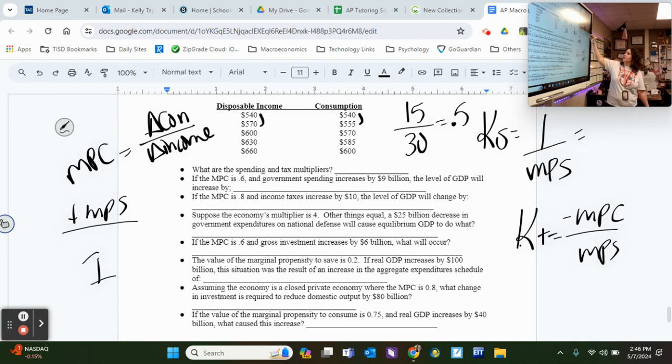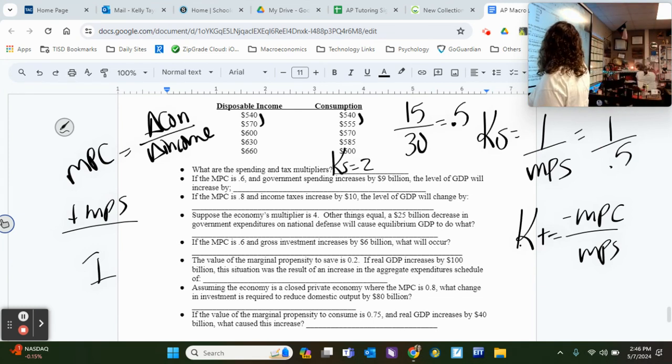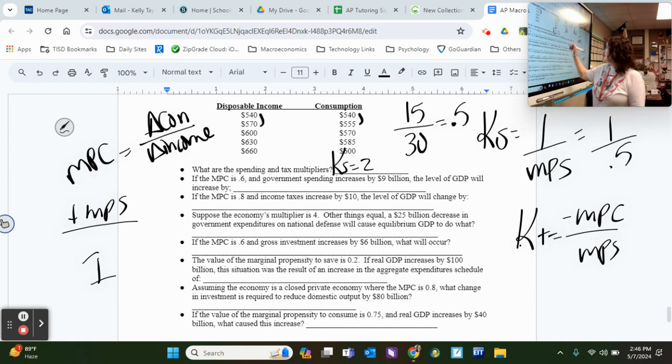So for the spending multiplier, it's going to be 1 over MPS, which we just solved for, which is 0.5. What is 1 over 0.5? 2. The spending multiplier here is 2. Do we need to do that same whole math for the tax multiplier? No, because KS plus KT equals 1, and if KS is 2, KT has got to be negative 1. So KT, the tax multiplier, has got to be negative 1 here.